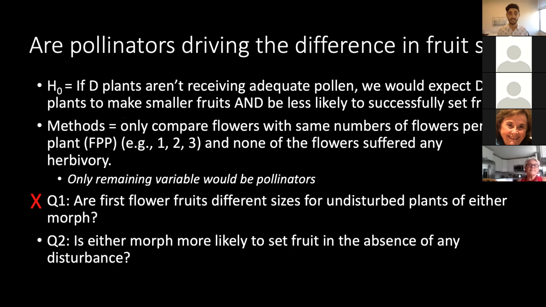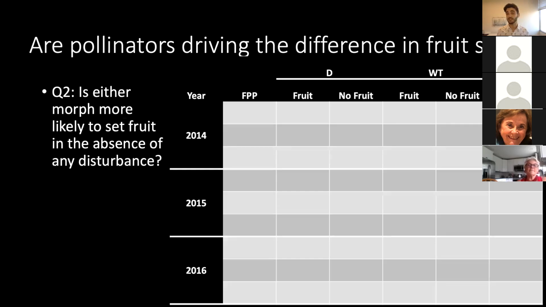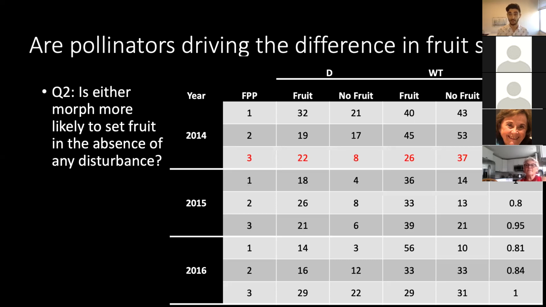Now our second question is, is either morph more likely to set fruit in the absence of a disturbance? Well, we did this across all 3 years. We compared flowers per plant, FPP, for 1 flowered plants. We would then take all of the Dahlia flowers that set fruit or didn't, and wild type that set fruit or didn't. And then we would put them through a Fisher's exact test and get a p-value. But we did this for 1 flower, 2 flower, and 3 flower plants for 2014, 15, and 16. So 9 total comparisons. So these p-values are adjusted for the multiple comparisons.